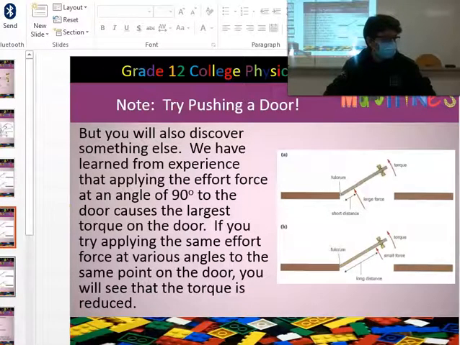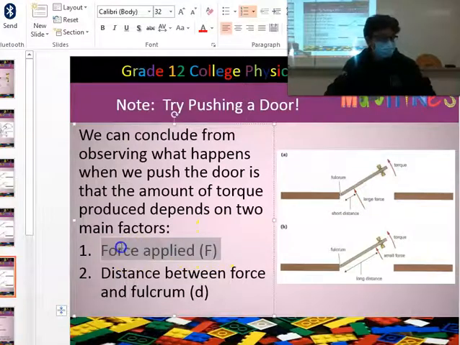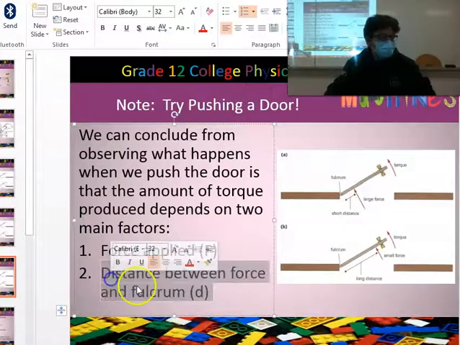Okay, and usually we apply it at 90 degrees. In this class, all of our forces are going to be applied at 90 degrees. We're not going to talk about angles. So, in that case, to calculate torque we need to consider two different things: one, the force that you apply, and two, the distance between that force and the fulcrum.